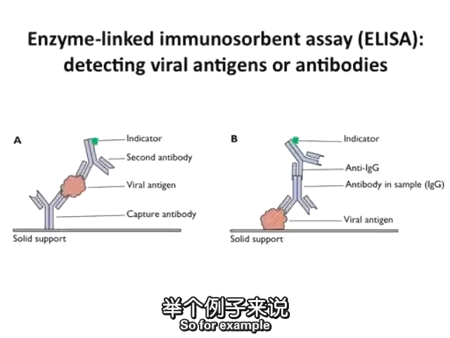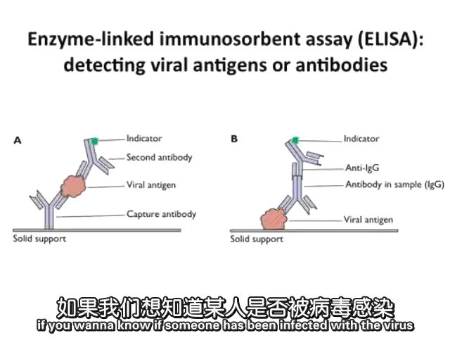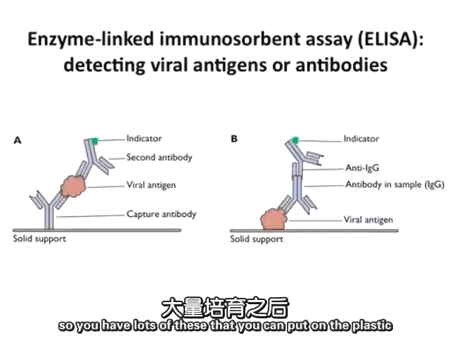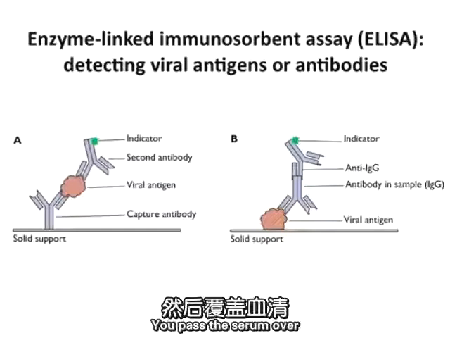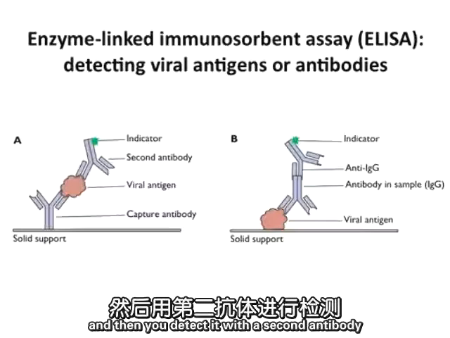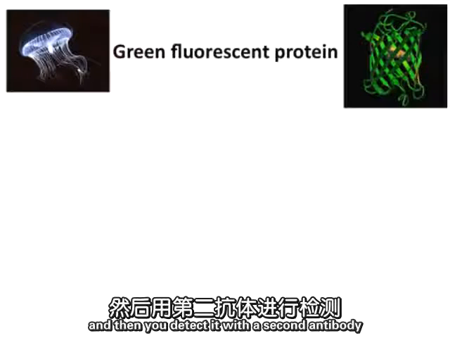And this is a variant of the same technique, except here we're looking for antibodies in someone's serum. So for example, if you want to know if someone has been infected with a virus, you look for antibodies. You immobilize the viral protein on the plastic, so you have lots of this that you can put on the plastic. You pass the serum over. If there are antibodies, it will bind to the antigen, and then you detect it with a second antibody.